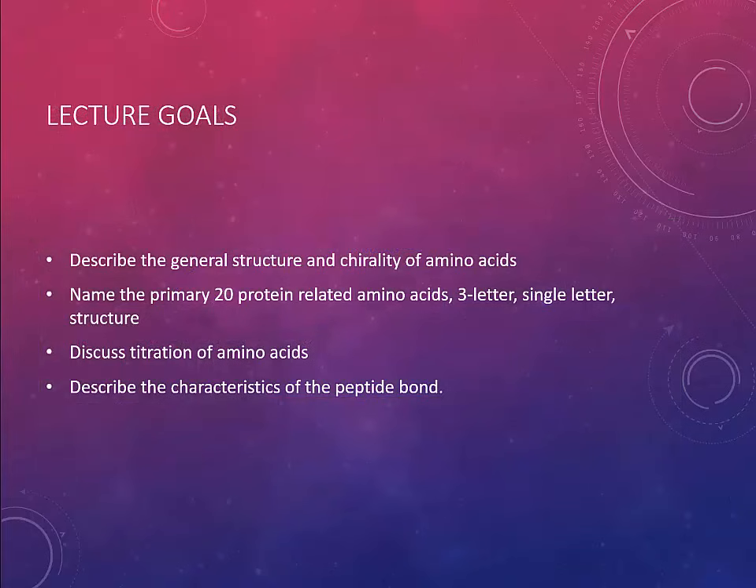There you have it. This brings us to the end of this lecture. At this point, you should be able to describe amino acid structures and chirality. You should be working on memorization of the names, structures, three-letter abbreviations, and single-letter abbreviations of the 20 common amino acids. We just discussed the titration of amino acids, especially in comparison to standard weak acids. And lastly, the peptide bond was discussed, as well as the general structures of peptides.